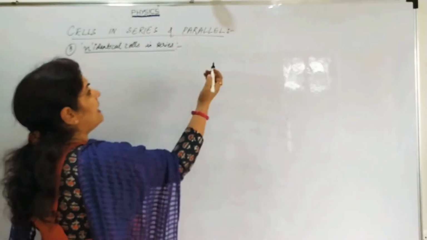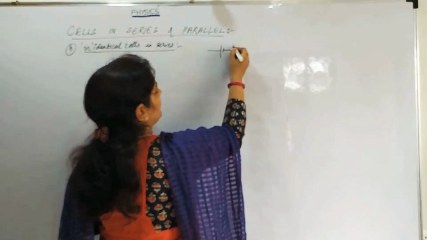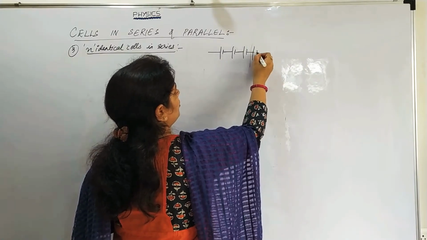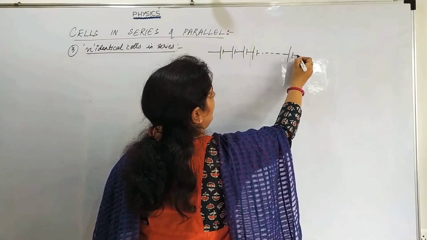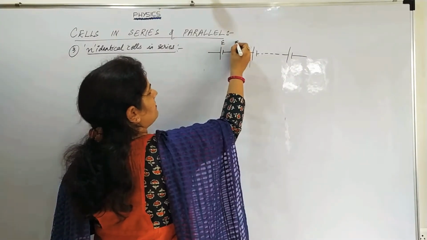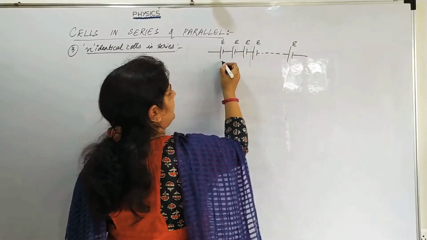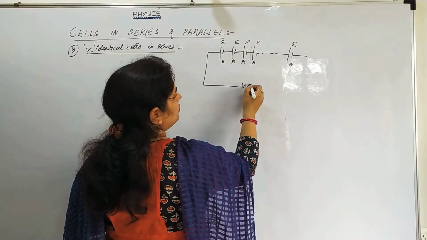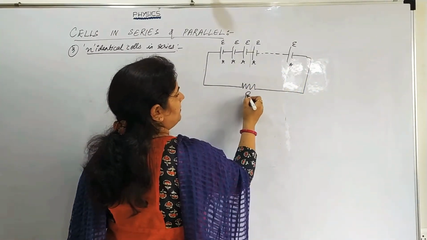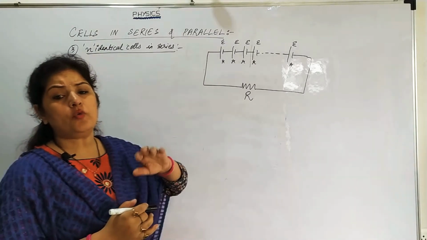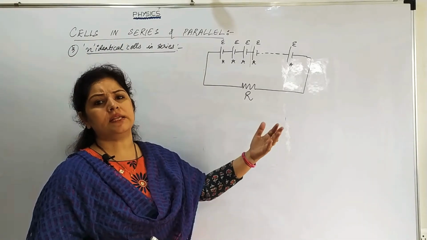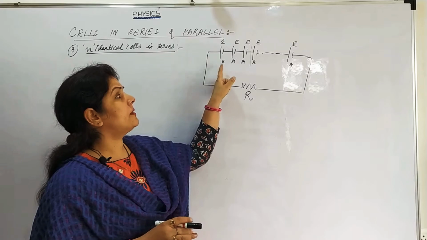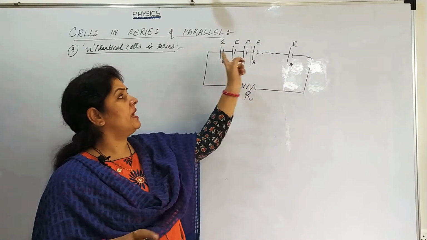So we have taken n identical cells in series: 1, 2, 3, 4. Similarly, n cells. The EMF of all the cells is E. The internal resistance of all the cells is r. And they are connected to the external resistance, capital R. That is how the combination works. For any system, whenever you are using so many cells in series, they need an external resistance for the overall flow. So the internal resistance of each is small r, the same, and the EMF is E.